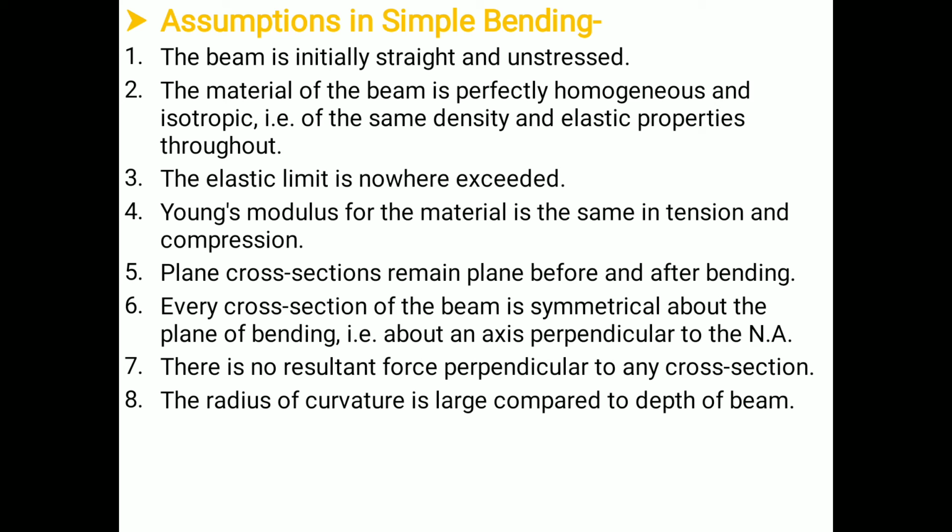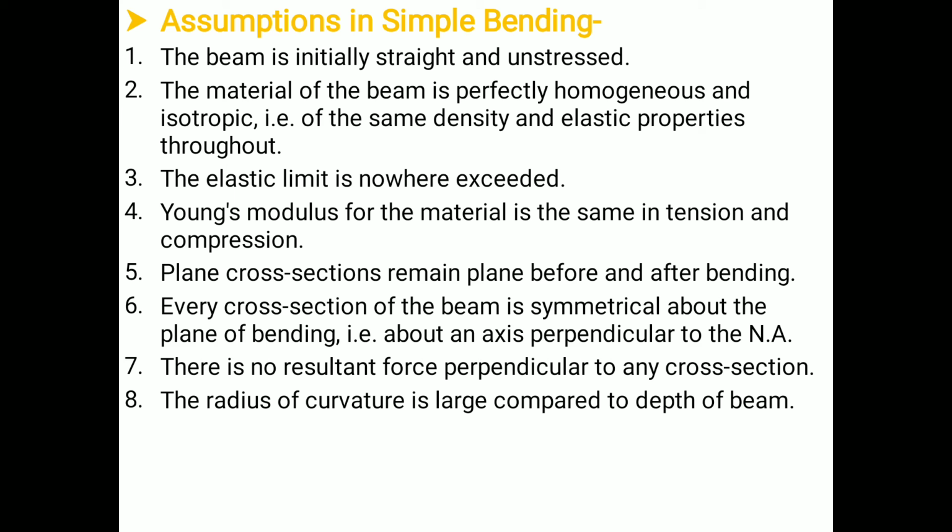The fifth assumption is that plane cross sections remain plane before and after bending. If you consider the section of the beam as a rectangular section, then that section should remain as it is before and after bending. There should not be any warping or distortion in its shape.